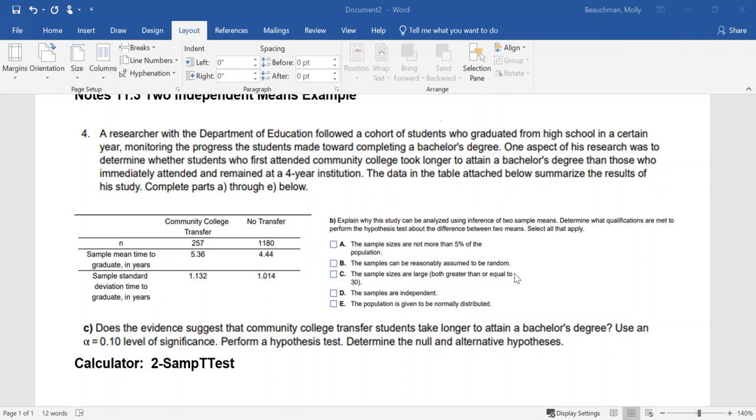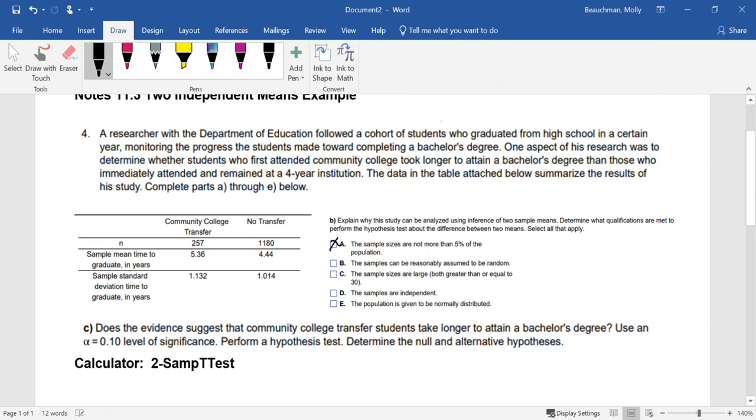So the sample size has to be not more than 5% of the population. So notice the n, the 257 plus 1180, those are definitely not more than 5% of the population. The samples can be assumed to be random, so that's another requirement, is we have to have random samples. So we're going to assume that since the researcher was in the Department of Ed and followed a cohort, we're going to go ahead and assume it's a reliable source, so they're random.